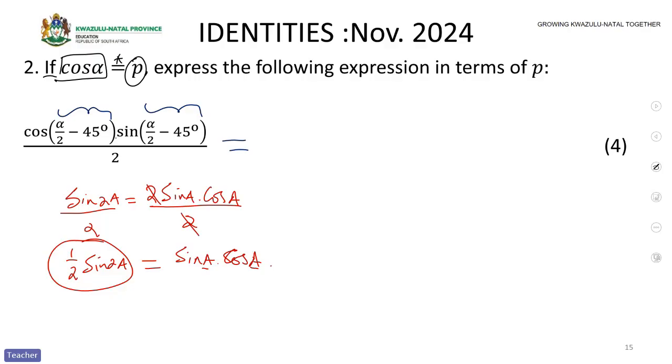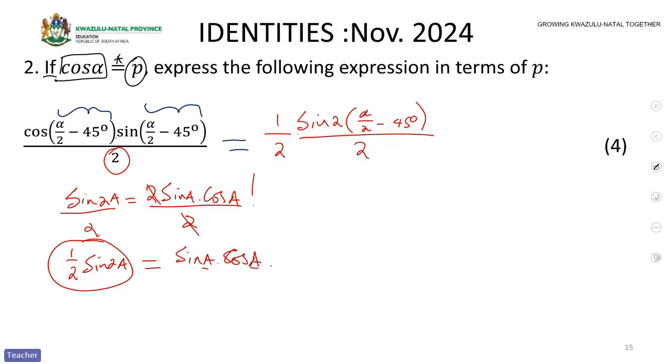I want to believe we are all still understanding, student. So therefore, what does it mean? We can express our numerator as 1/2 times, since this is an expression of this, times sin of 2 times an angle. What is the angle here? It is alpha over 2 minus 45 degrees. I want to believe we are still following. So this will be divided by 2, which was given as 2 in this case. I want to believe that you are still observing.